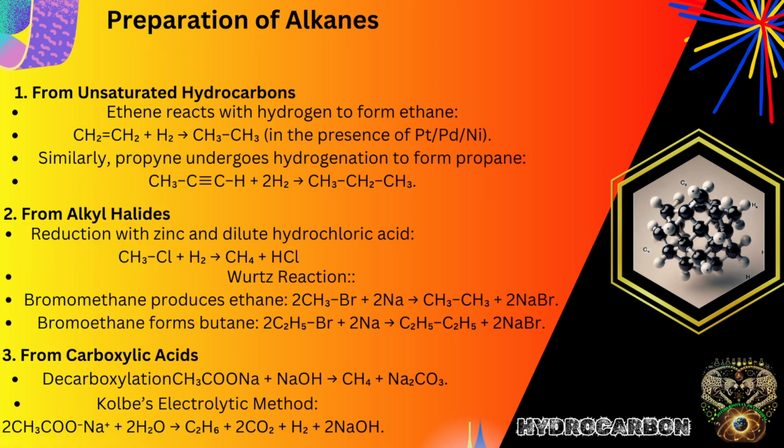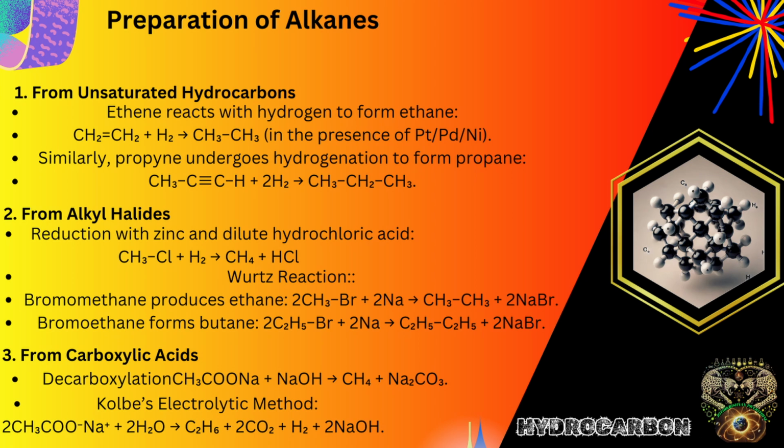Alkanes are primarily derived from petroleum and natural gas. But did you know they can also be prepared using specific chemical reactions? Unsaturated hydrocarbons such as alkenes and alkynes can be converted to alkanes through a process called hydrogenation. In this reaction, dihydrogen gas adds to the unsaturated hydrocarbon in the presence of finely divided catalysts like platinum, palladium or nickel. For example, ethene reacts with hydrogen to form ethane. Similarly, propene undergoes hydrogenation to form propane. These catalysts help to break the hydrogen-hydrogen bond, making the reaction possible.